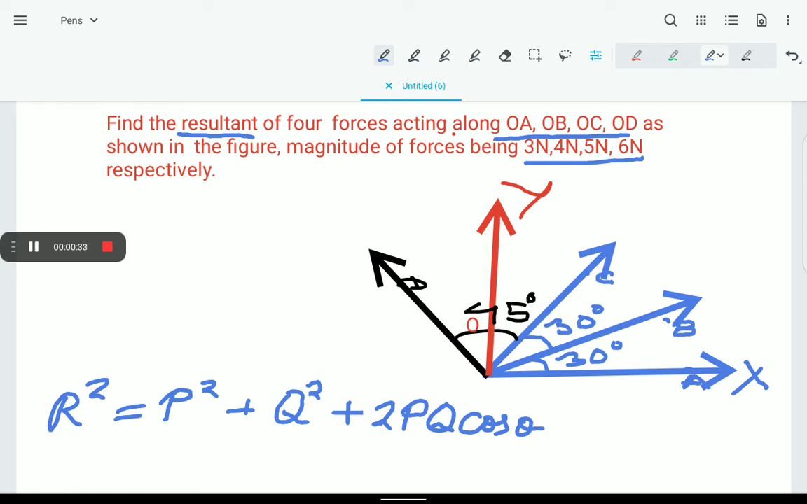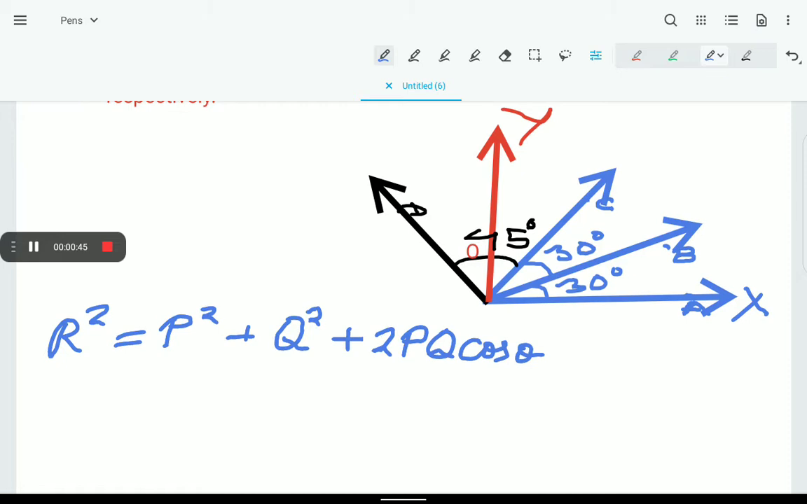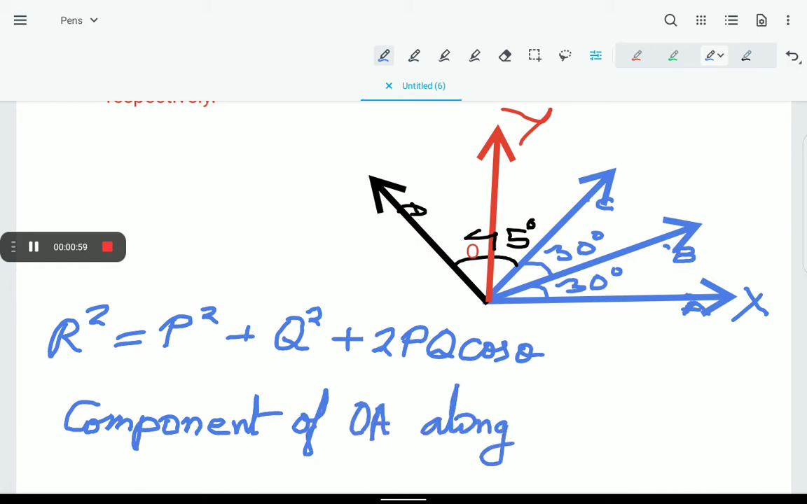You might be able to do it, but it is much easier if we break those forces along x component and y component, or rather we find the forces along x component and y component. So let's do it. Component of OA along x-axis is: OA is of magnitude 3 Newton, so it is totally along x-axis. So 3 Newton into cos 0, that is 3 Newton only.